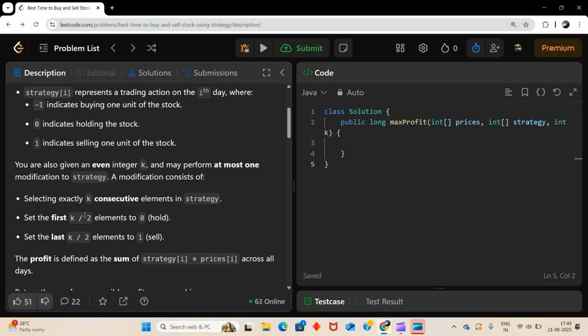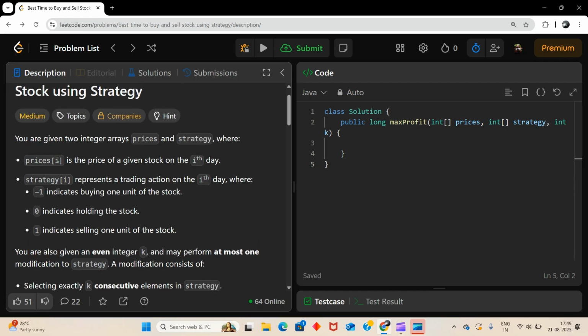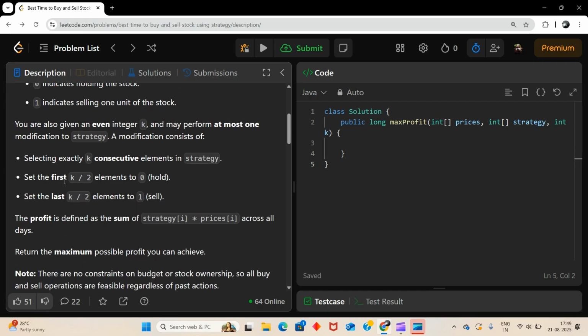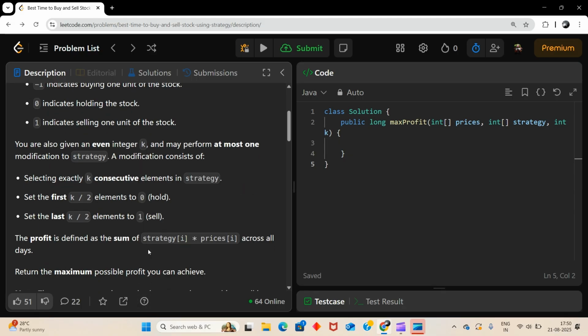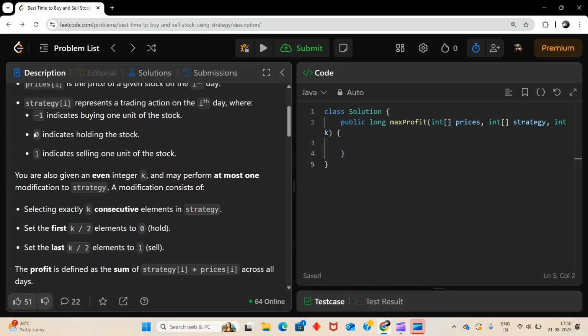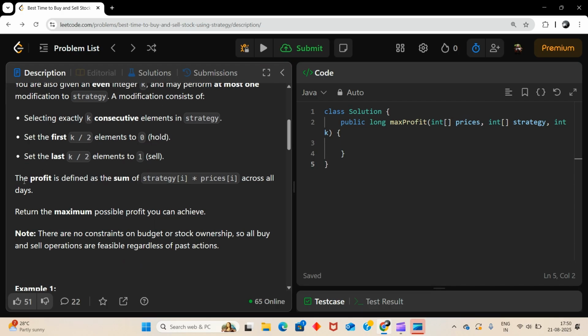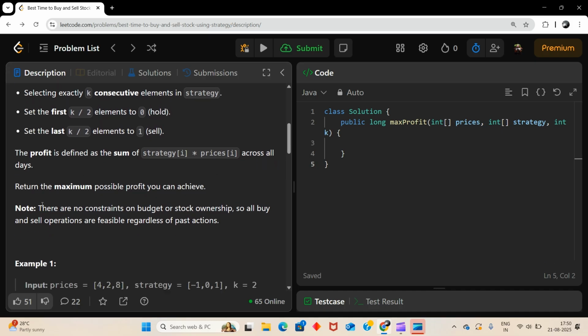If we consider in that prices array, as k will be even, we can split it into half. So the first half of the strategy will be 0, and the second half will be 1. The profit is defined as the sum of strategy of i into prices of i across all the days, and we have to return the maximum possible profit you can achieve.